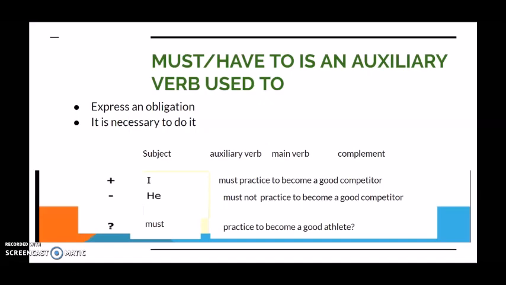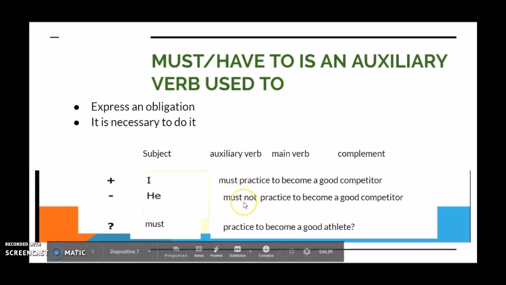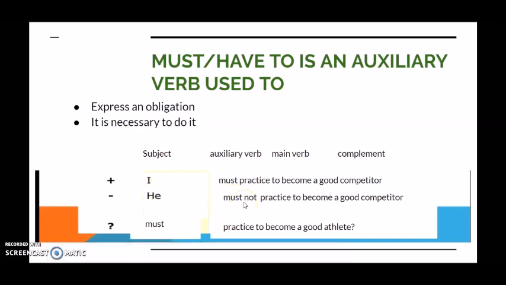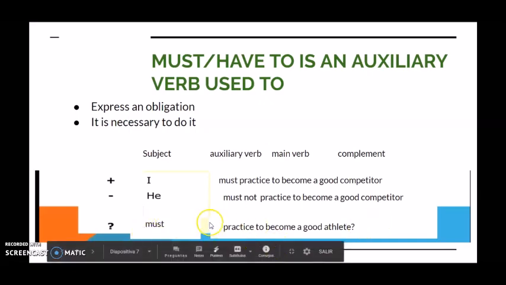Again, you have the subject, in this case, I, he, she, it, we, you, they. Then the auxiliary verb, depending if it is affirmative, well, you need to add must or have to. Remember that those have the same meaning. And for the negative, well, you have to add not, and then we do the inversion.